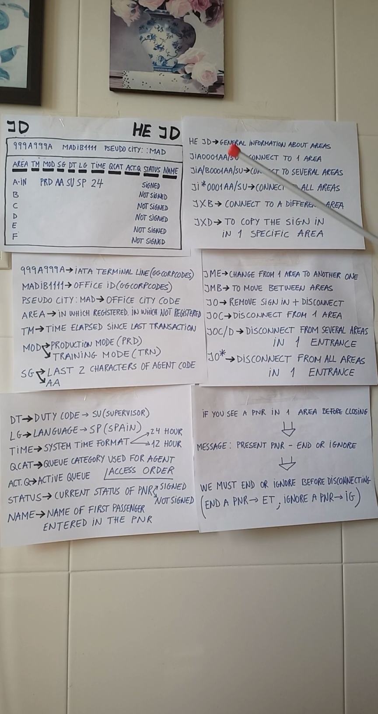And now I continue with this one, JIA/B 0001AA/SU. Serves to connect to several areas at the same time. After JI, the areas of interest are written separated by slashes. In this case, they are A and B, both.